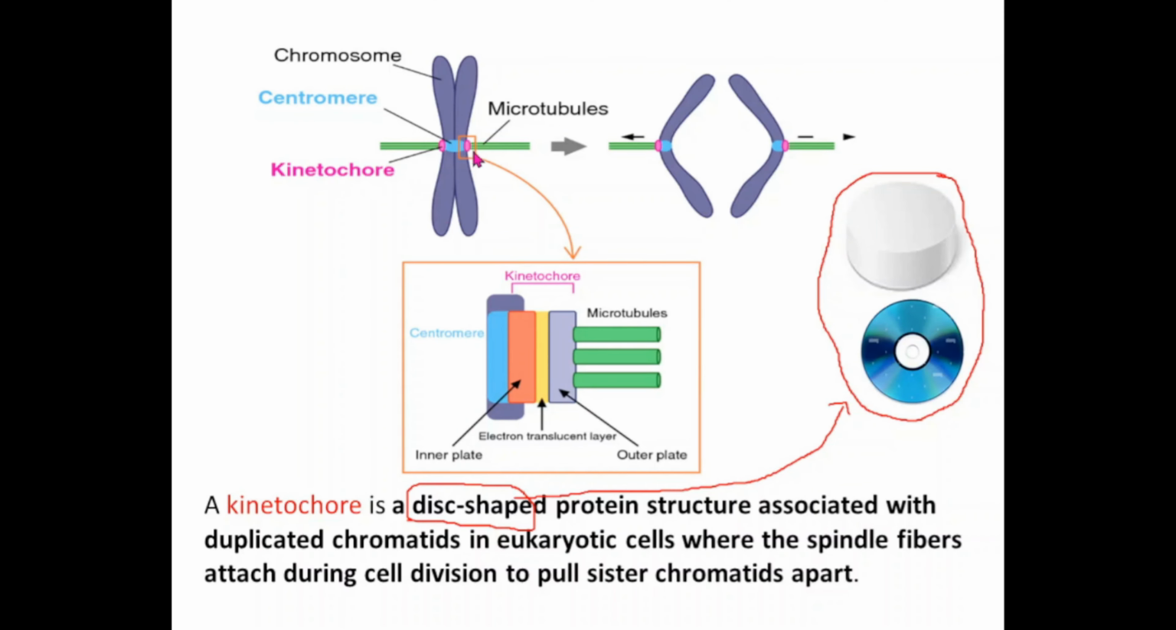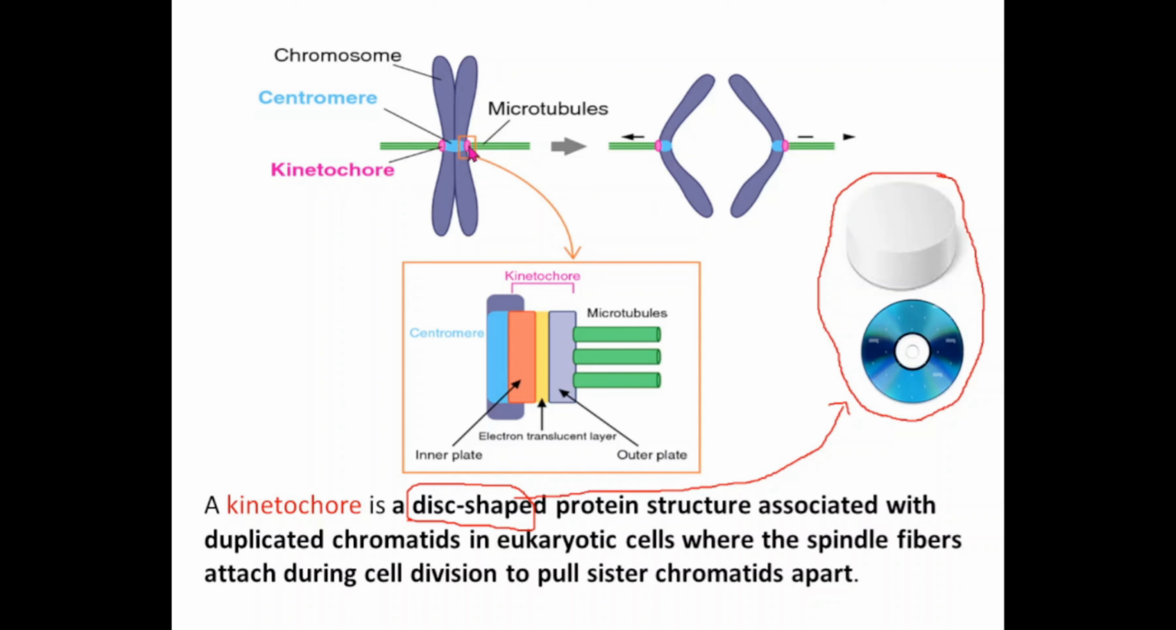A kinetochore is a disc-shaped protein structure associated with duplicated chromatids in eukaryotic cells, where the spindle fibers attach during cell division to pull sister chromatids apart. So disc shape is such kind of shape, circular shape. You know this is a disc. So that kind of shape. Here you can see this is the kinetochore.